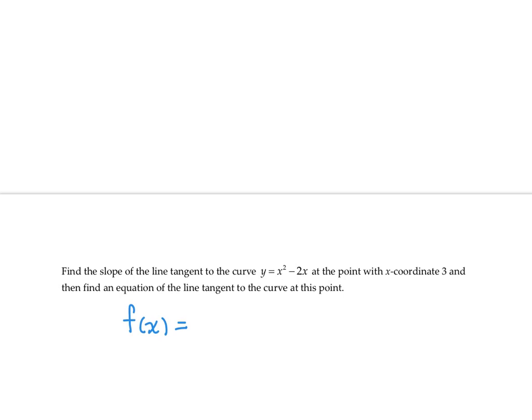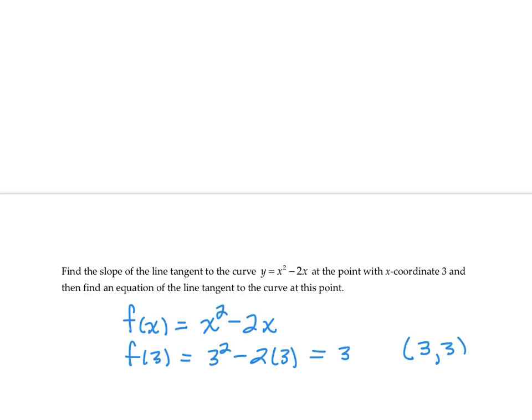The curve y equals x squared minus 2x is the same as the graph of the function f of x equals x squared minus 2x. And notice when x is equal to 3, the function value is 3 squared minus 2 times 3, which is 9 minus 6, which is 3. So the actual point on the graph, which the tangent line is based, is (3, 3).